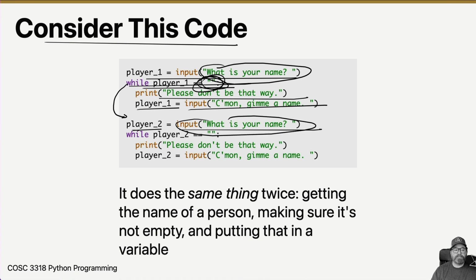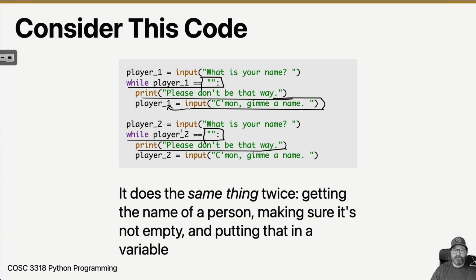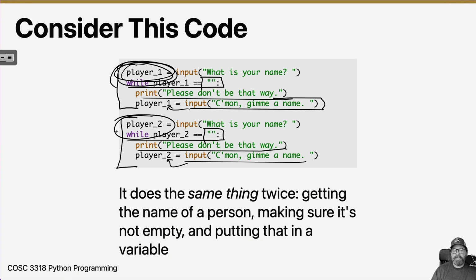Then what we're doing is checking, is the value I just entered equal to the empty string? And if it is, then we say, please don't be that way. Then we get another name and we assign it to a variable. So these 2 blocks of code do the same thing. The only difference is where we are storing the output of it. In this one, we want to say player 1, and in this one, we want to say player 2.